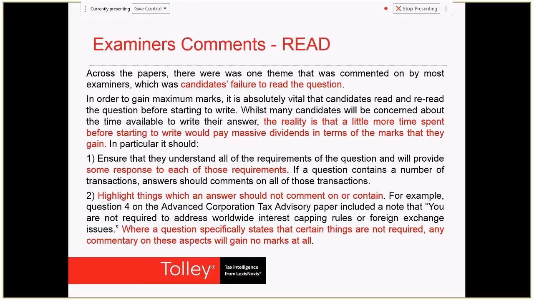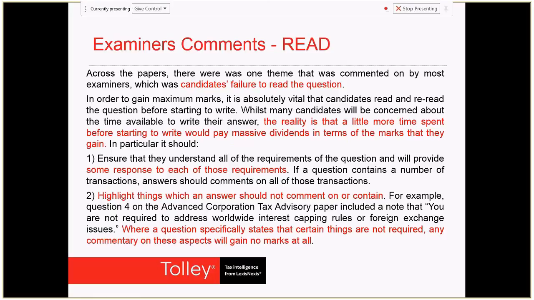Across the papers, there was one theme that was commented on by most examiners, which was the candidates' failure to read the question. Read the full question, all of it. Don't read the question you wish they'd set, read the question that's been set. The reality is that a little more time spent before starting to write would pay massive dividends in terms of the marks you could gain. Candidates need to read and reread the question before starting to write.